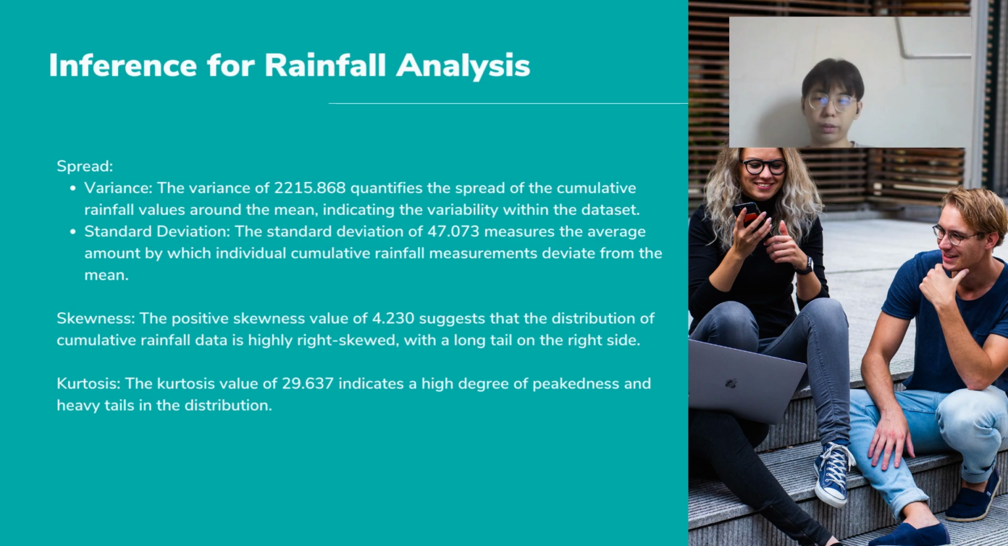And finally, the kurtosis value of 29.63 indicates a higher degree of peakedness and a heavy tail in the distribution. This suggests significant outliers or extreme values in the cumulative rainfall data, potentially indicating periods of intense rainfall events.